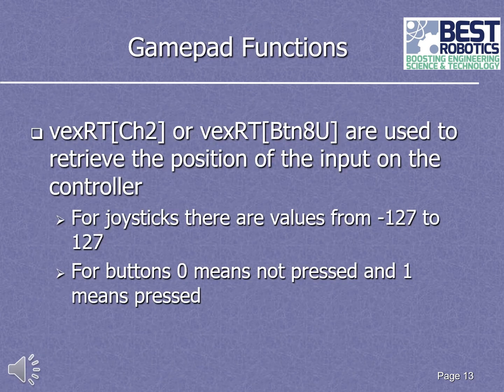To get input from the gamepad, you use the Vex function, and you would pass this function either a channel 1, 2, 3, or 4 for the analog joystick, or a button, and those would be 7 or 8, up, down, left, right, or 5 and 6, up and down for the back buttons, and you would get back either a joystick value of -127 to 127, or a 0 or a 1 for a button. And a 0 means it's not pressed, and a 1 means that it's pressed.